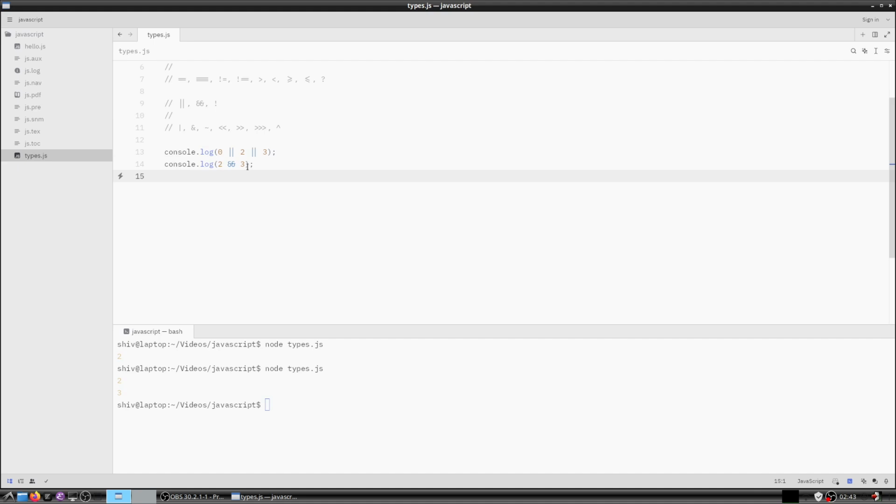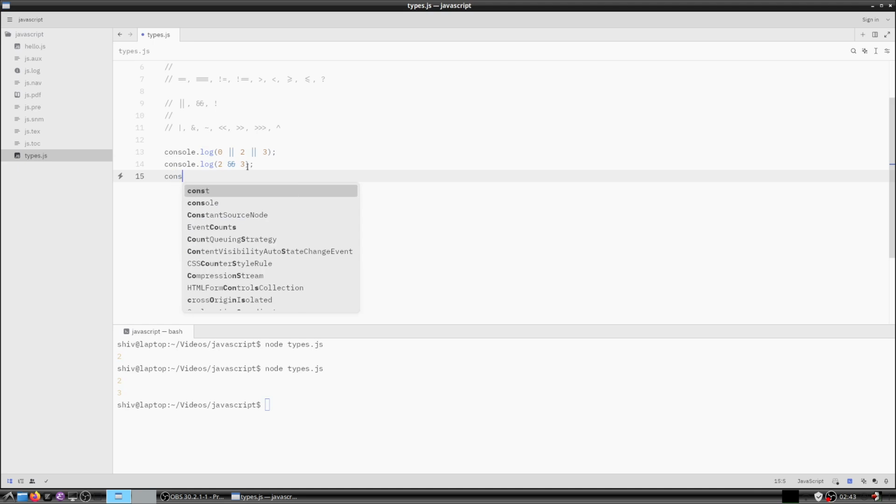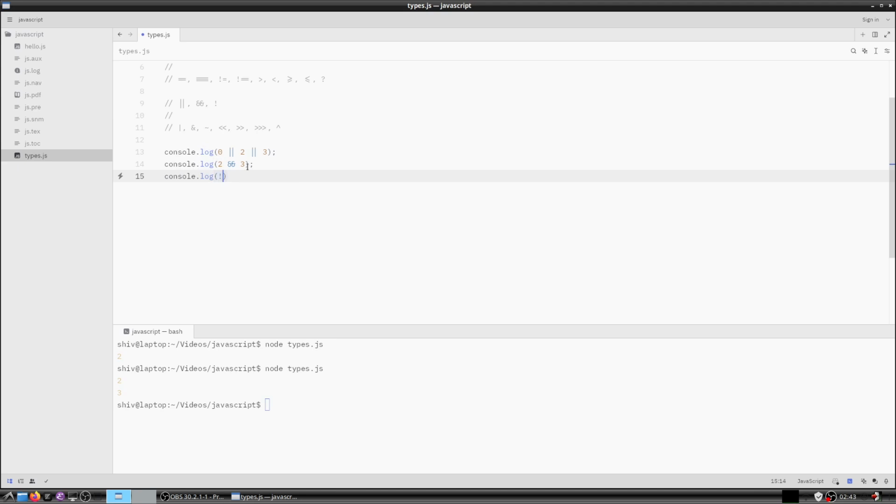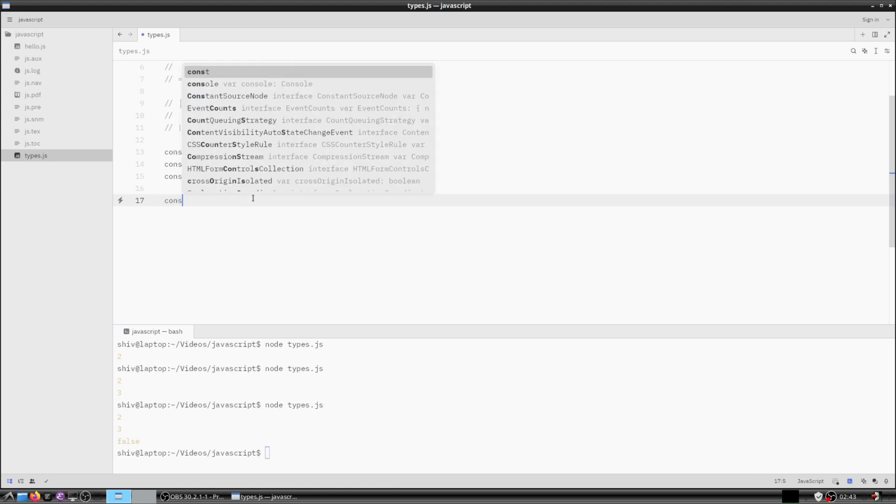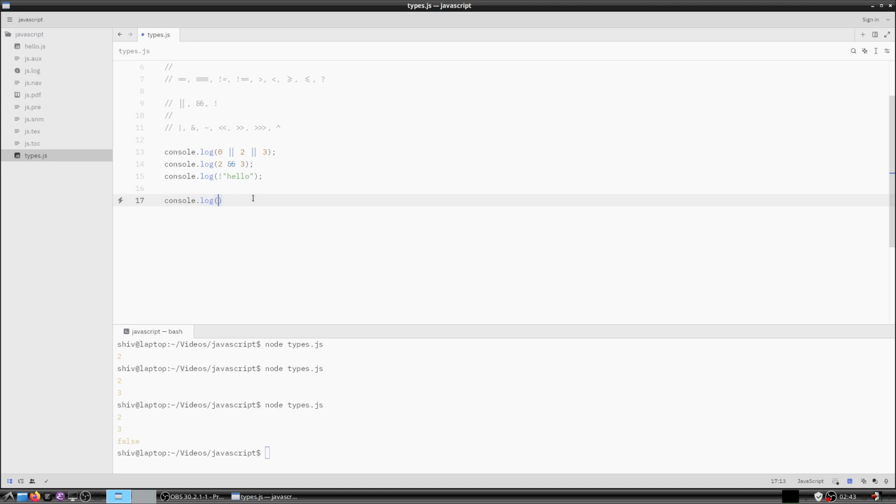Similarly, you can test for integers and strings, and then we have the NOT gate. console.log, and we say not, some string hello, and we run this, and it becomes false because hello is true. Similarly, we can say console.log 2, now we do bitwise. These are bitwise operators.